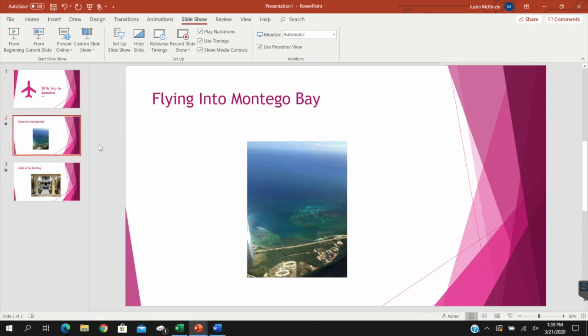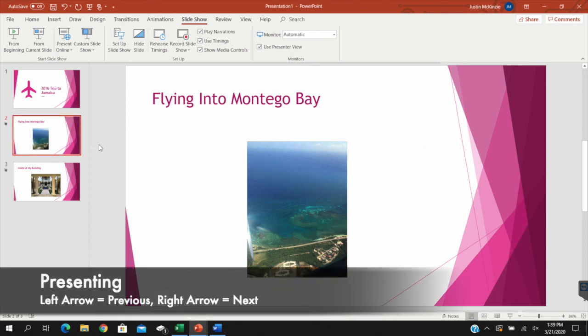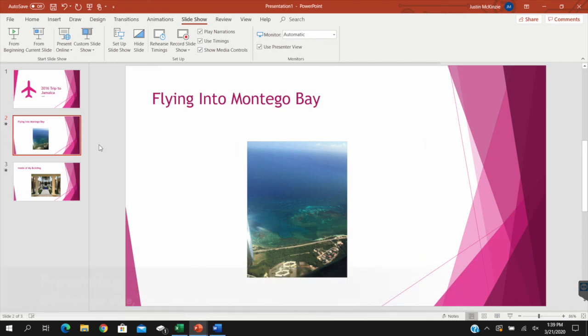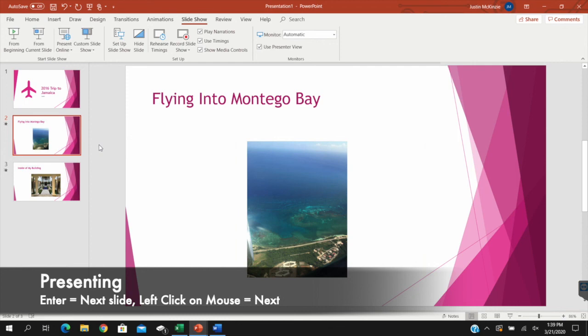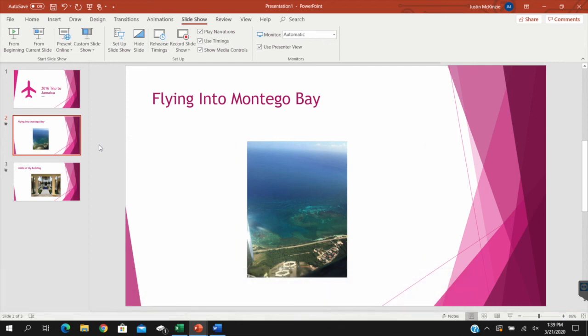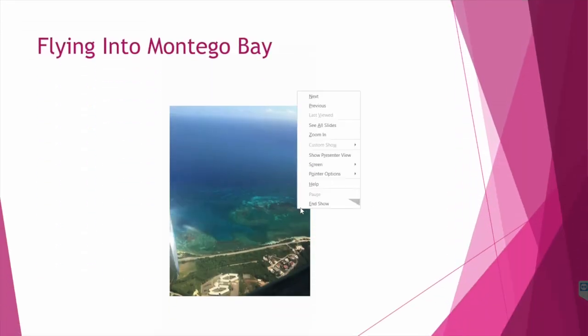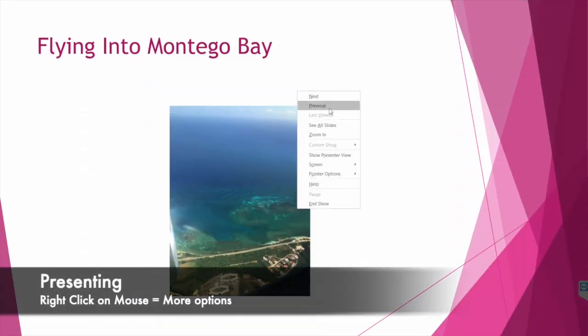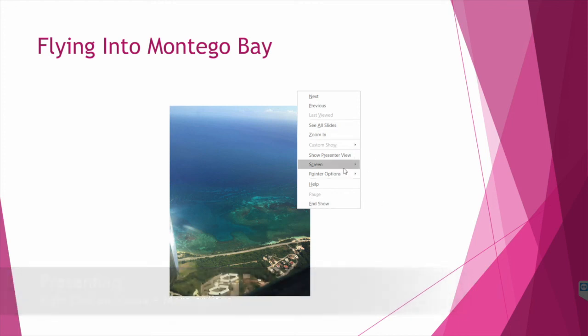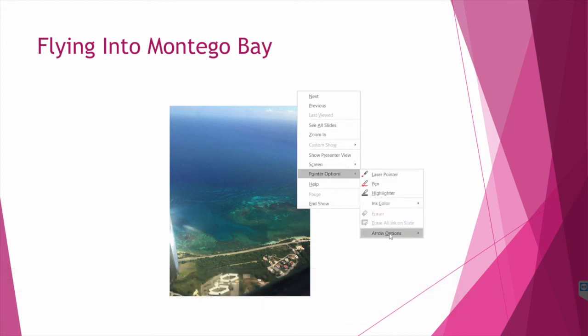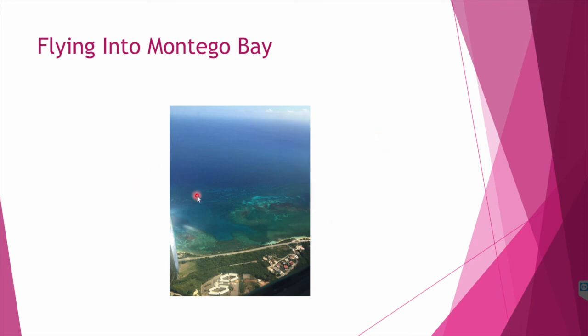When you are presenting, you can use the left and right arrows. The right will go to the next slide, the left will go back. You can also use enter to go forward, or you can click your mouse to go forward, or I'll show you here. You can right click and go to next and previous, just like ending. Now you can do pointer options as well. So you can see a laser pointer up here on the screen.